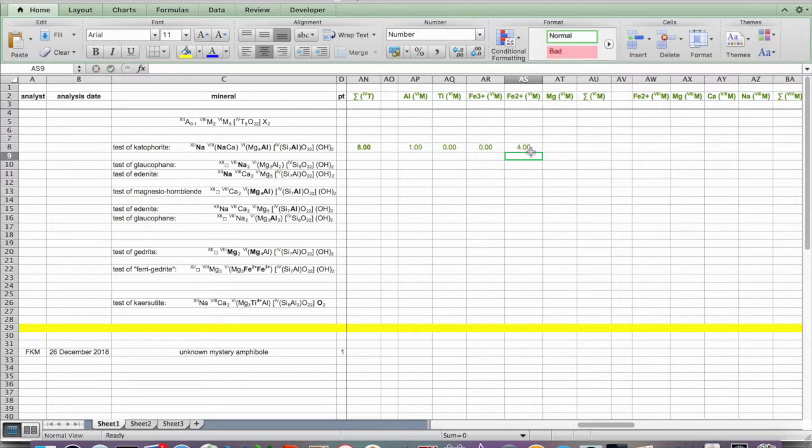So you see that we have this number 4 here, or this 4.0, which is completely meaningless because we don't even have any iron in this amphibole. So clearly we've got to do some additional things to this formula, okay?